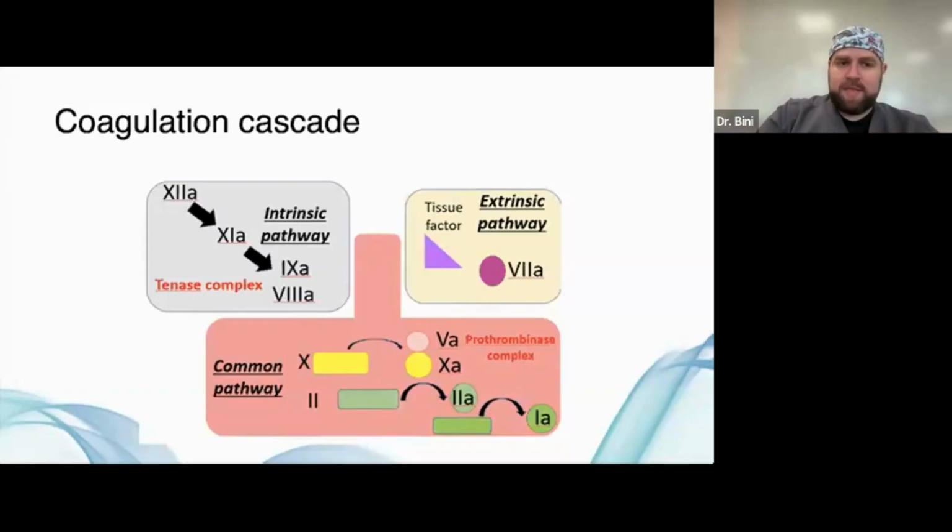cascade has two pathways. You have an intrinsic pathway with the tenase complex, the combination of factor 9 and factor 8. And then you have the extrinsic pathway, which is due to a combination of tissue factor and factor 7. And that triggers the common pathway where you have the prothrombinase complex that in turn brings the formation of the stable clot with fibrin.